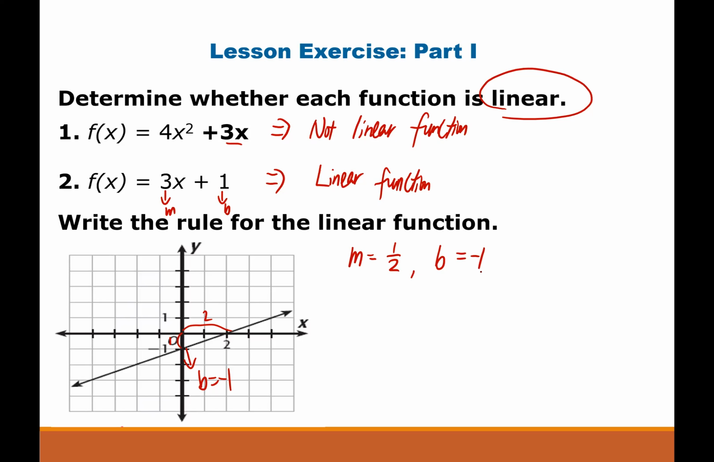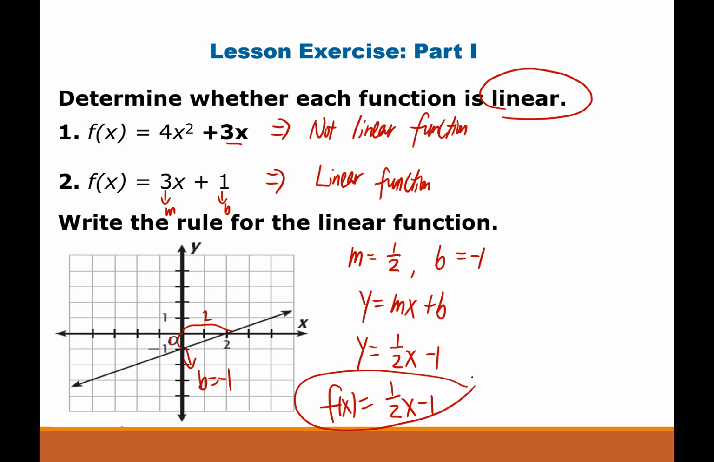The y-intercept is -1. So the function in slope-intercept form should be mx plus b. Plug that in, so we get half of x, plus -1, and we turn it into function notation: f of x equals half of x minus 1 as the final result, based on the graph we are given here. All right. Any questions on this? So definitely this is a linear function.